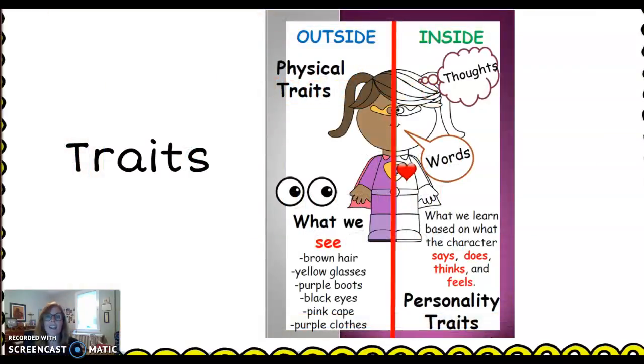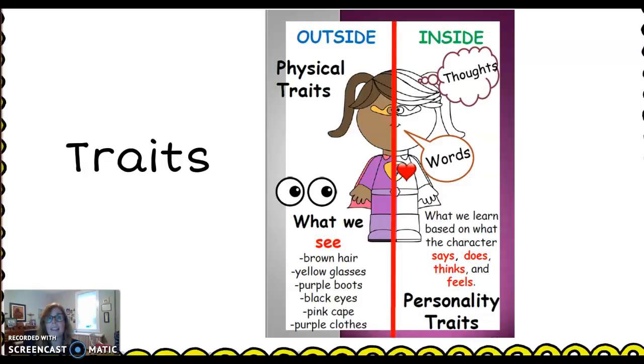And then in stories, characters have traits. So traits is a word that means what a character might look like, what they say or do, how they act. So we can have things on the outside of a character to identify, as well as things on the inside. So outside, of course, that's easy. What color hair? For instance, the girl in my picture has brown hair and is wearing glasses and has a purple outfit on. Those are things on the outside, traits that we can see.